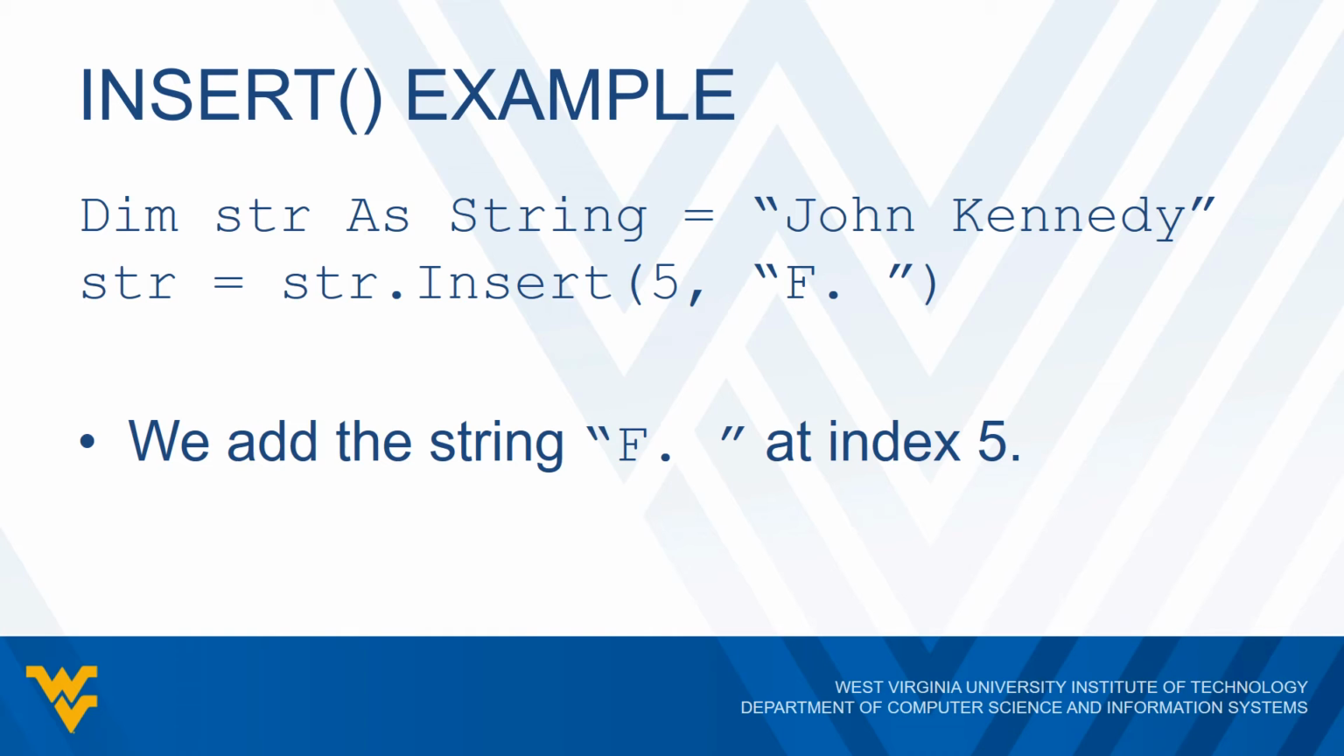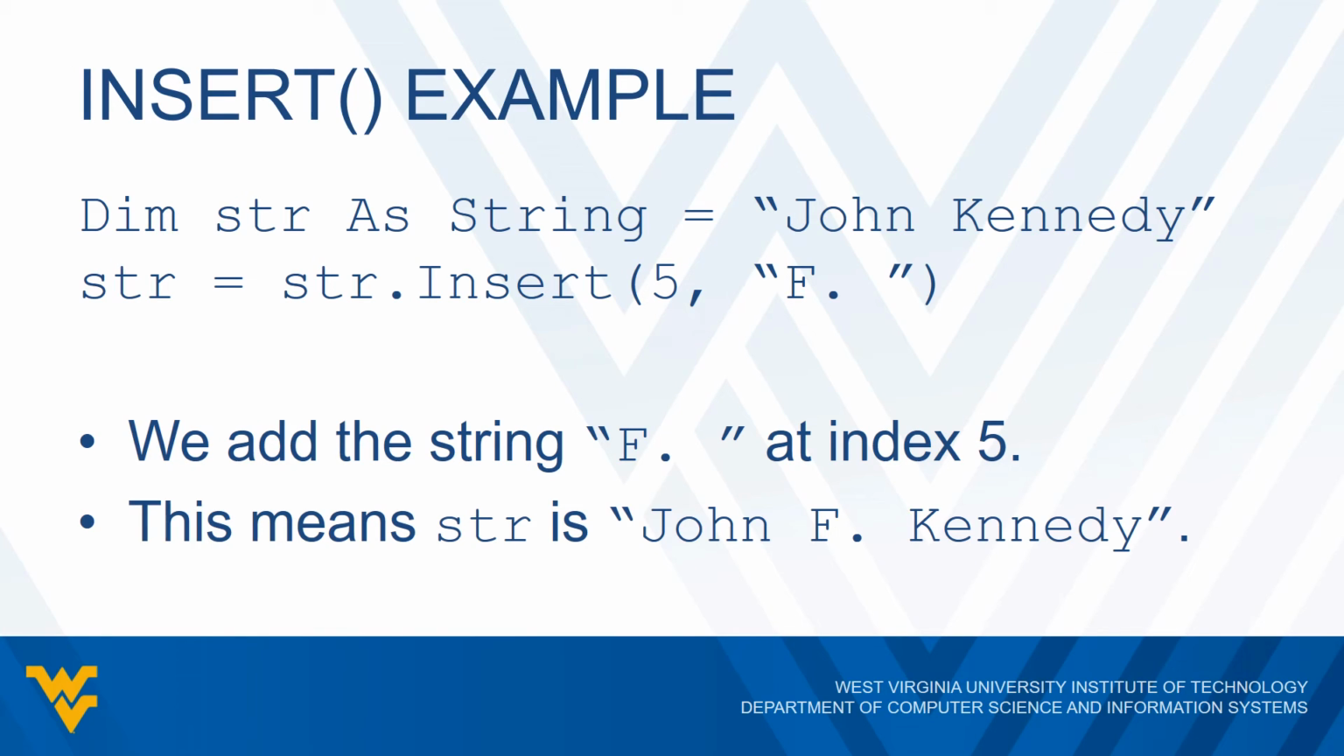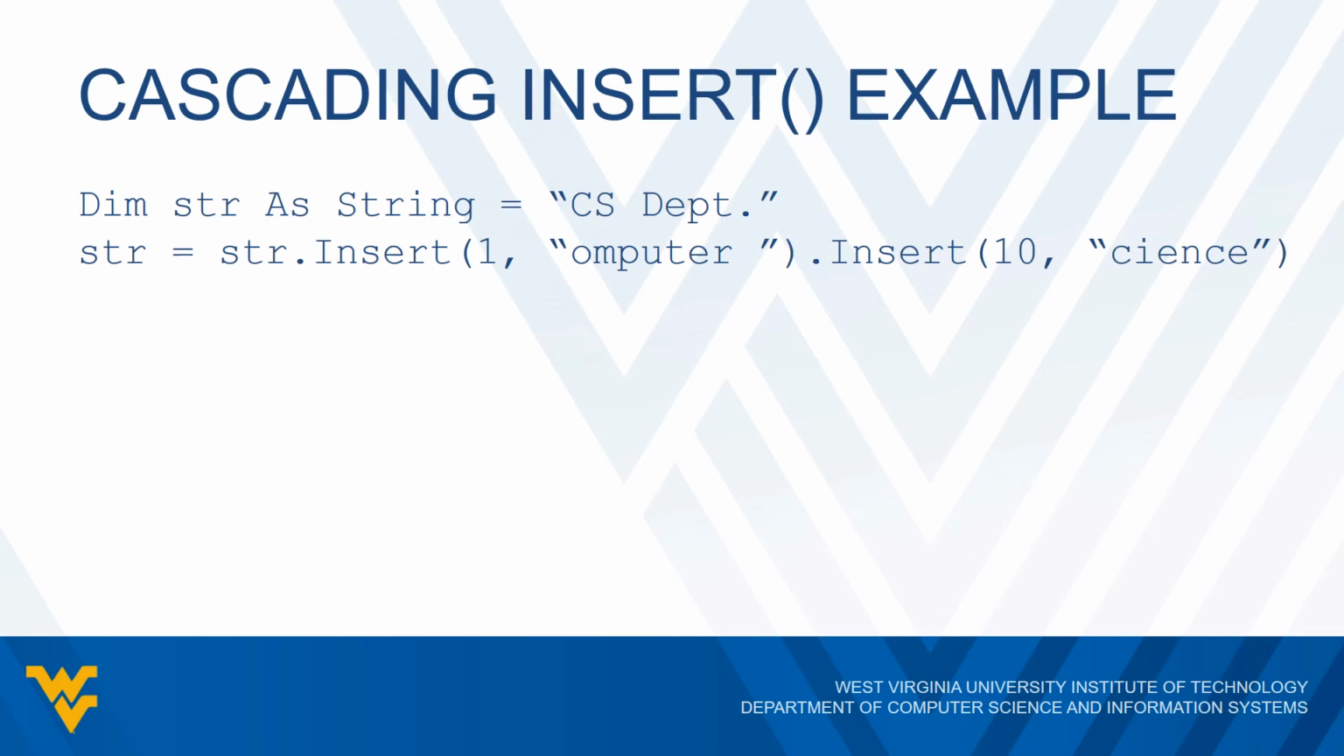So where's index 5? Well, J is index 0, O is index 1, H is index 2, N is index 3, the space is index 4, so the K is index 5. So what's going to happen is we're going to insert the F after that first space, and then we would insert the dot and then the space, and then we would shove Kennedy over to be added right at the end there. So what that means is this string is now going to have John space F dot space Kennedy, or just John F. Kennedy.